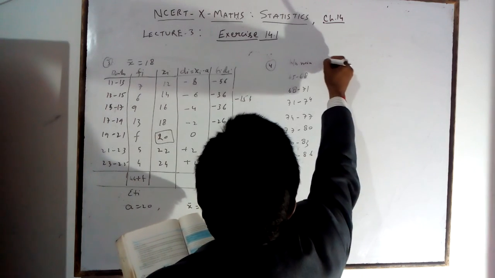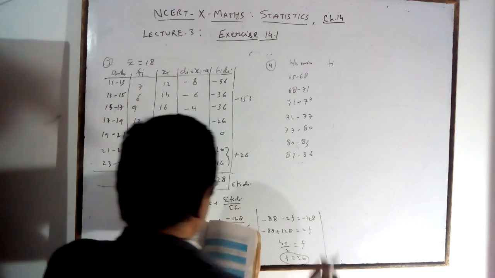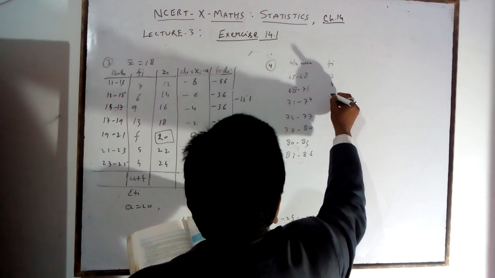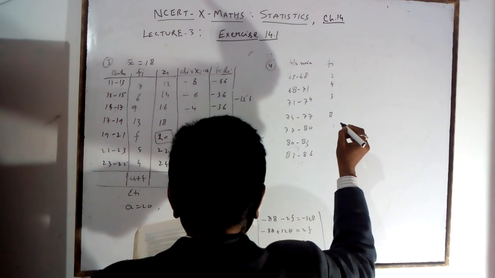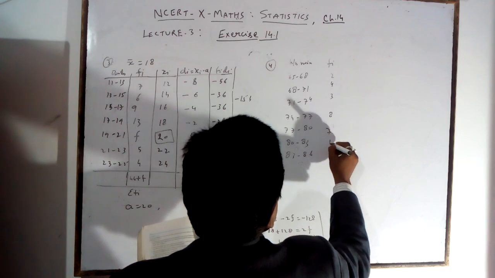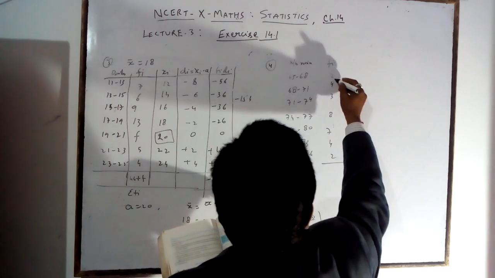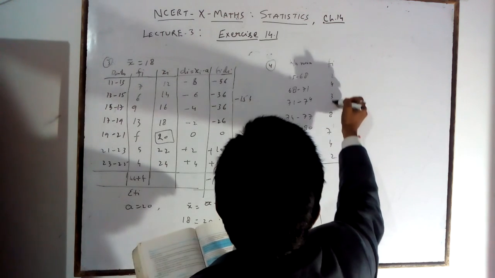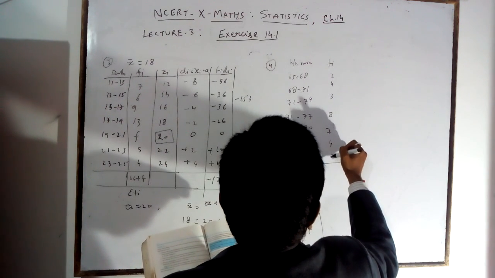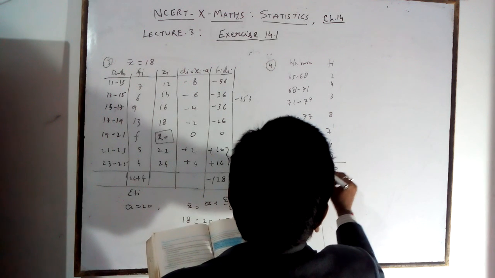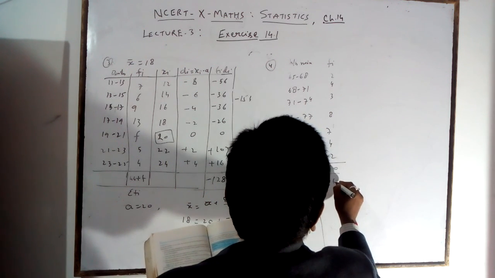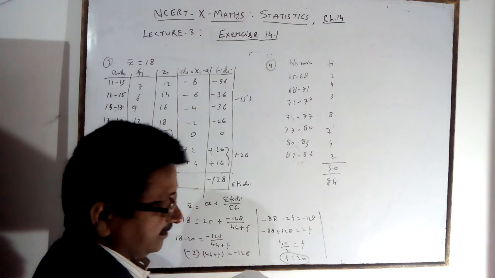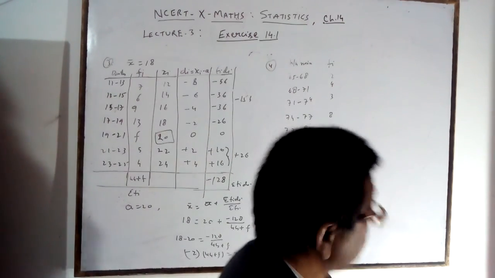And the Fi is given, number of persons, women, is given: 2, 4, 3, 8, 7, 4, 2. Total women are 30. Here 30 is given. What is sigma Fi? It is given directly. You want to find out heartbeat per person. Choosing the suitable method, per minute, per woman you want.